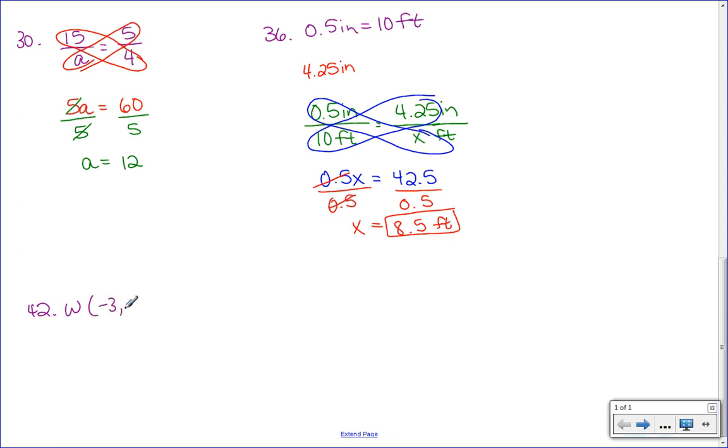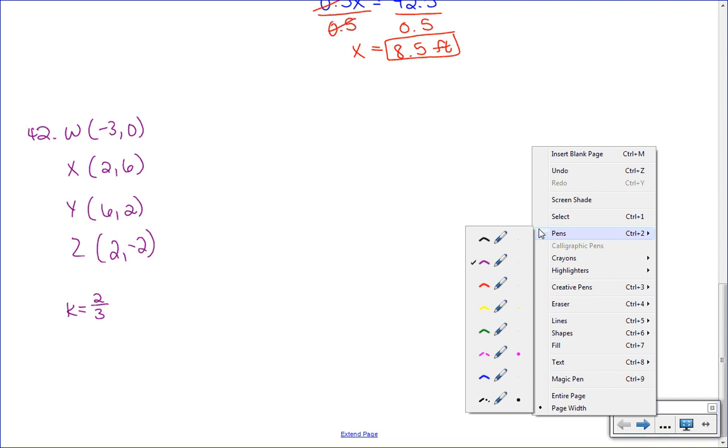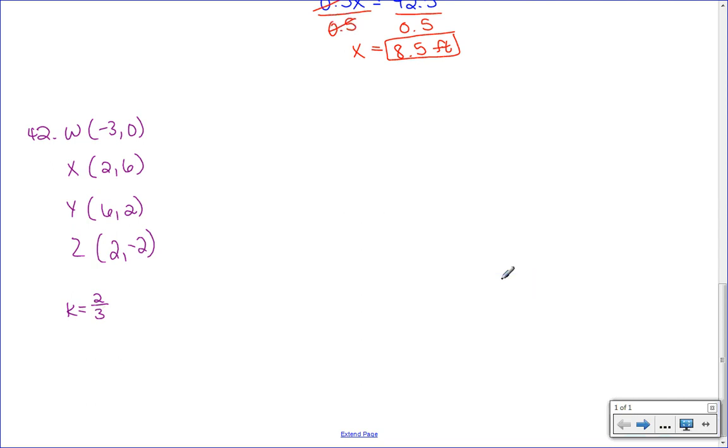So the original coordinates on number 42 are W at -3, 0, X at 2, 6, Y at 6, 2, and Z at 2, -2. And our scale factor is equal to 2/3. Now, if you recall, when you're talking about a dilation, the scale factor can simply be multiplied by each of the coordinates, the x and y coordinates, to determine the coordinates of the image.